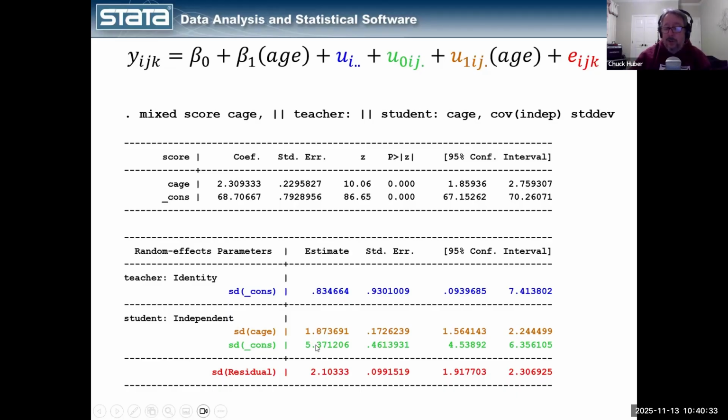The student part now has 2 pieces. The green part is the up-down, the vertical deviation of each student's mean from the classroom mean. And then the SD of age, that brown 1.87, represents the variability of the slopes. Not the vertical up-down of the line, but the deviation of the slopes, the angle of that line. So we have 2 sources of variability there. And then the very bottom, the red line, the residual standard deviation of 2.1, notice that's gone down. It was about 5 before, and now it's down to about 2.